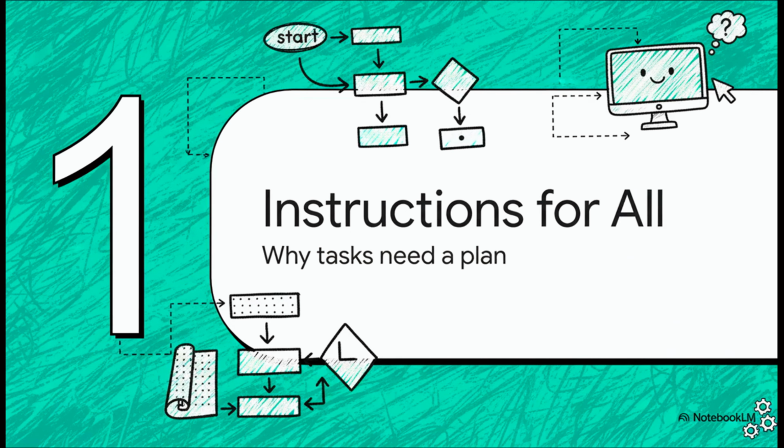All right, first up, instructions for everything. You gotta remember, when you're dealing with a computer, you can't assume a thing. It needs a perfect step-by-step plan for even the most basic tasks.